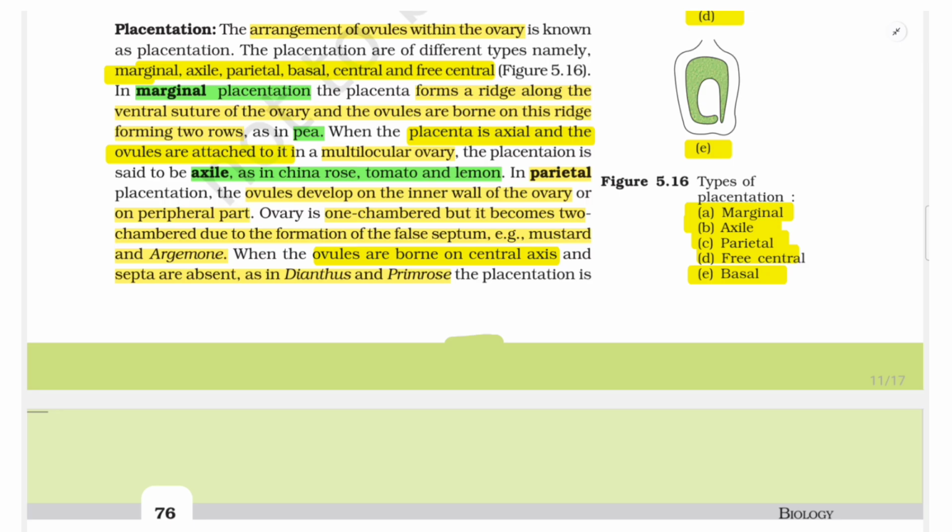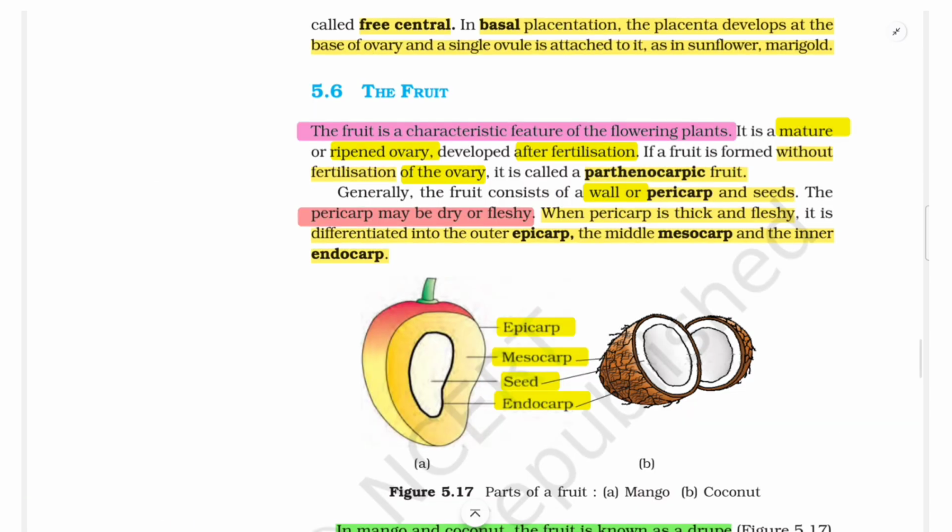When the placenta is axial and the ovules are attached to it in a multilocular ovary, the placentation is said to be axile, as in China rose, tomato, and lemon. In parietal placentation, the ovules develop on the inner wall of the ovary or on peripheral part. Ovary is one chambered but it becomes two chambered due to the formation of the false septum, example mustard and argemone. When the ovules are borne on central axis and septa are absent, as in dianthus and primrose, the placentation is called free central.